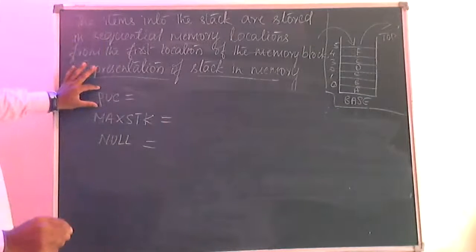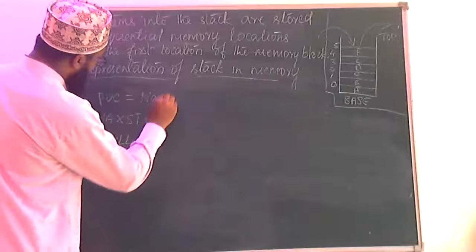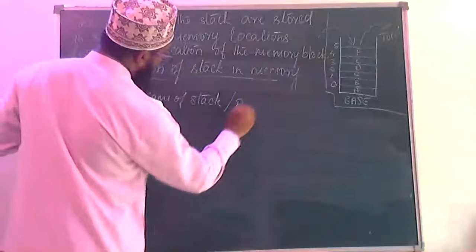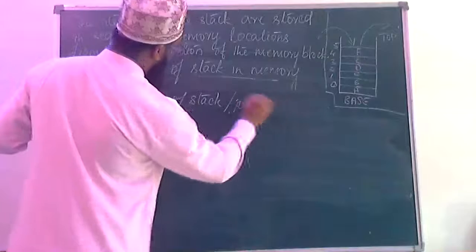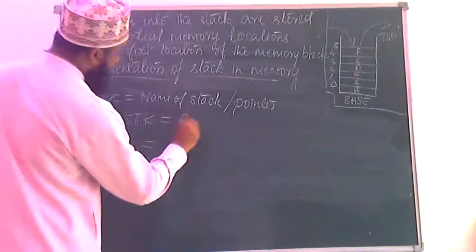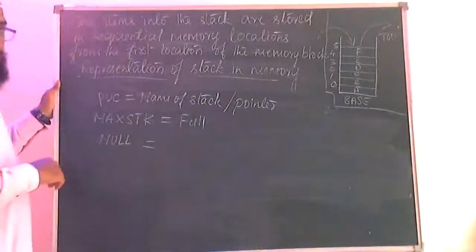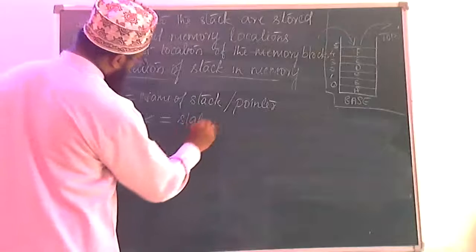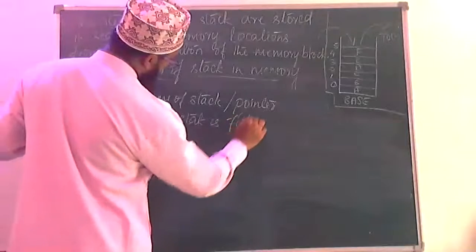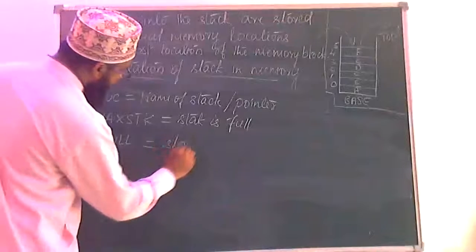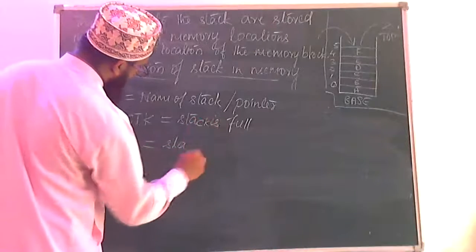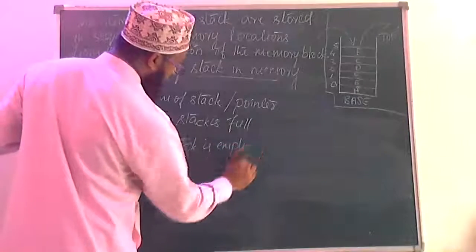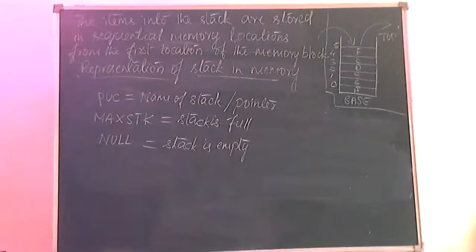Think of PUC as the name of a stack or pointer. Max stk means full, that is, the stack is full. Null means the stack is empty. Stack is full, stack is empty.